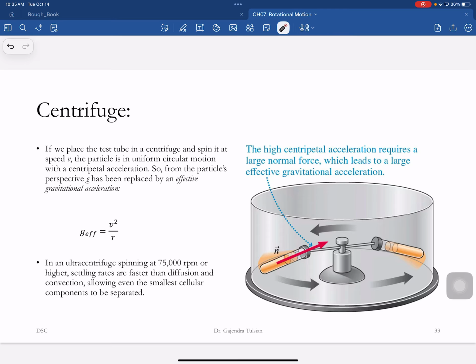Now, if you're spinning it very fast, you've got to make sure that it is balanced. This can't be heavier than this. You can't have one tube filled and the opposite tube empty. That would become unstable. So you have to centrifuge an even number of tubes, and they've got to be at opposite ends. In an ultracentrifuge, spinning at 75,000 RPM is no big deal, and you can separate stuff quite fast.